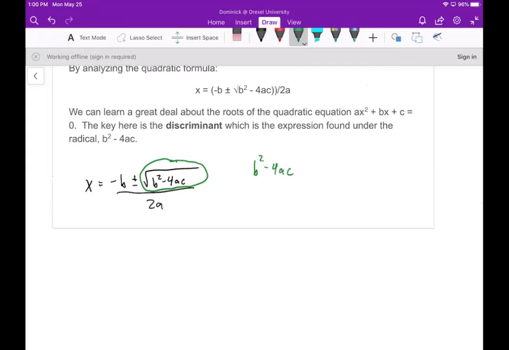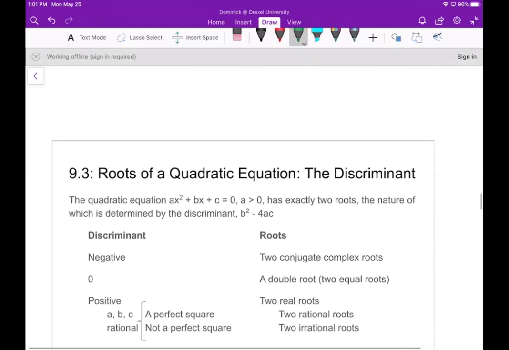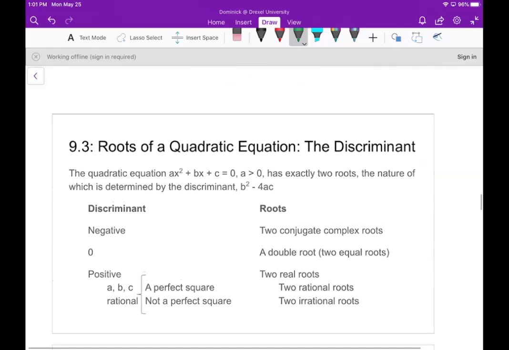Or you could even have 0, which is obviously a real number, but if you use plus or minus 0, that's a different scenario as well. So you can learn a great deal about the type of roots you're going to have by just looking at whatever b squared minus 4ac is, because that's the expression under the square root. If b squared minus 4ac is less than 0, which means you have a negative number, that's the scenario where you get two complex conjugate roots.